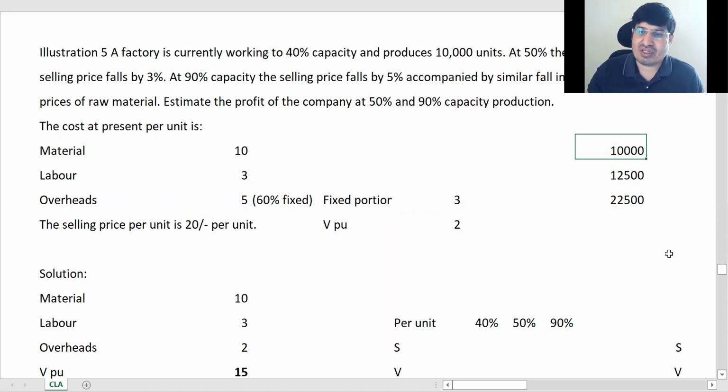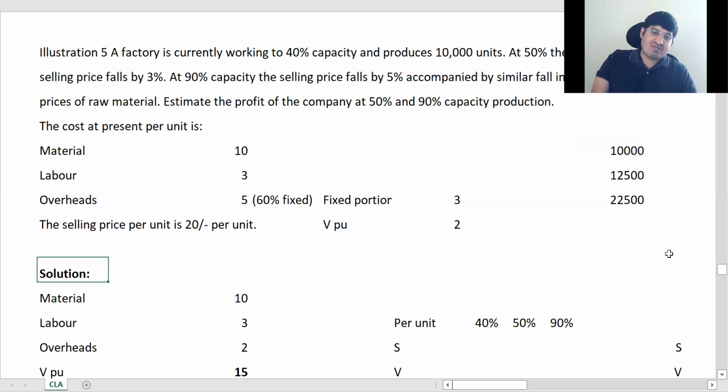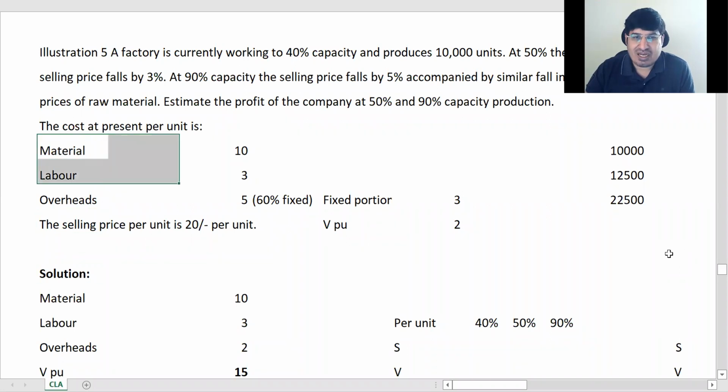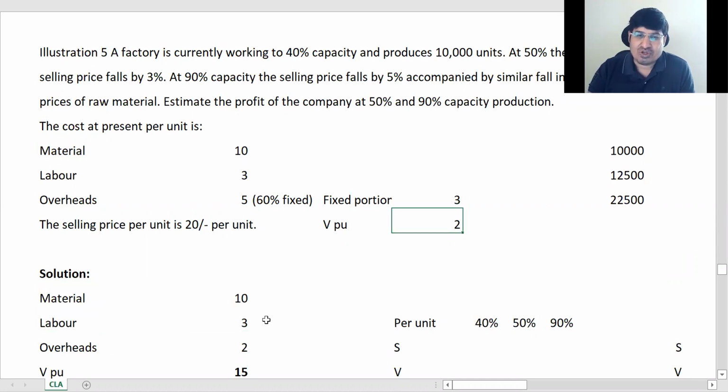Okay, so I've got all the units. These are the units at various capacities: 40%, 50%, 90%. So chalo, now let's solve this problem. Now first, we are starting with the solution here. First thing is, let us find out the variable cost. Material and labor are variable, so I've just written 10 and 3 as it is. Now overheads, we had separated the variable part here, right? 2. So that 2 I have written here.